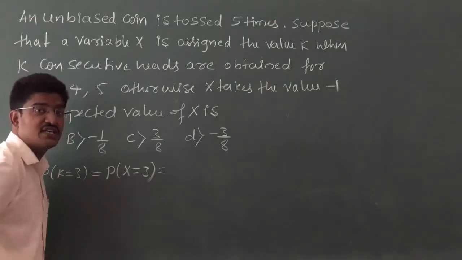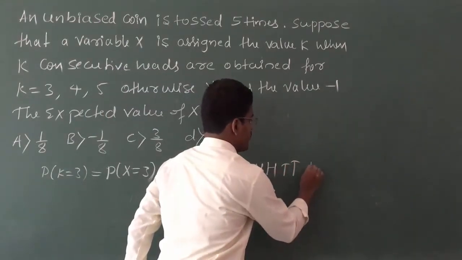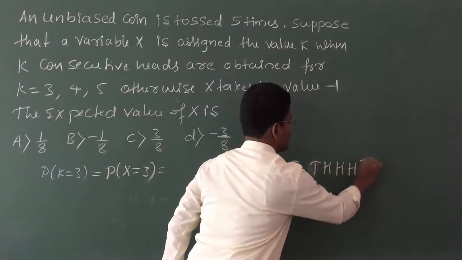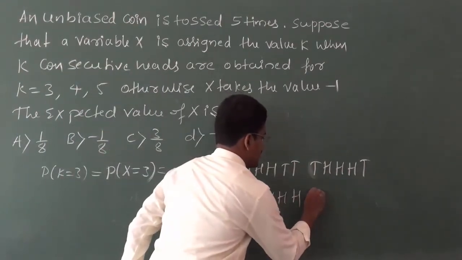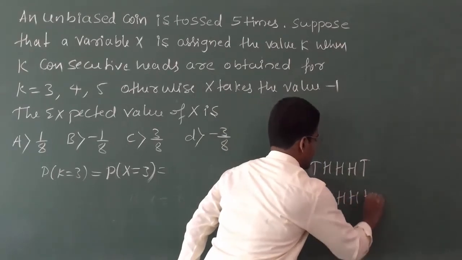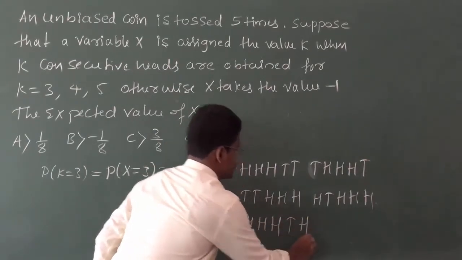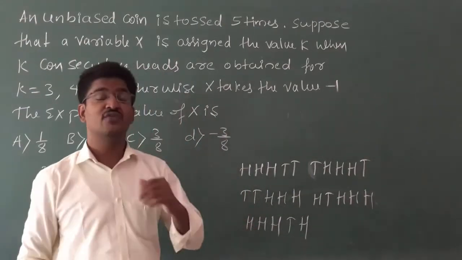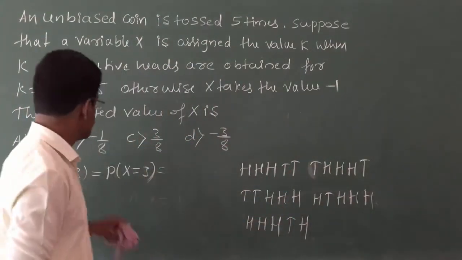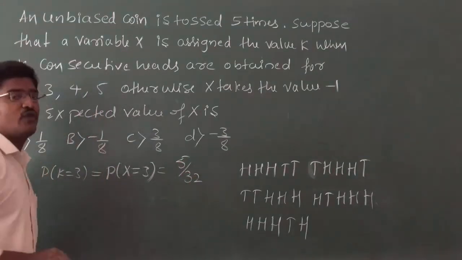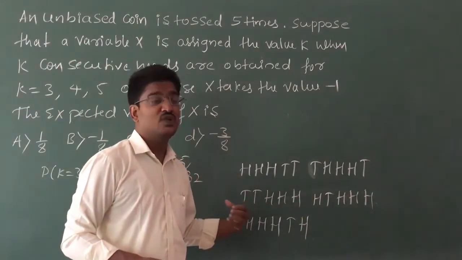Let's write the possible cases of P of x equal to 3. That means head occurs 3 times consecutively, then it is tail. Next, tail occurs, head occurs 3 consecutive times, again tail occurs. Again here tail and tail, head occurs consecutively 3 times. Next, head occurs, tail occurs, and the remaining 3 heads occur. Next is H, T, H. So these are the 5 possible cases when the coin is tossed 5 times and 3 heads occur consecutively. How many are there? 1, 2, 3, 4 and 5. That means P of x equal to 3 will be 5 by 32. Clear?